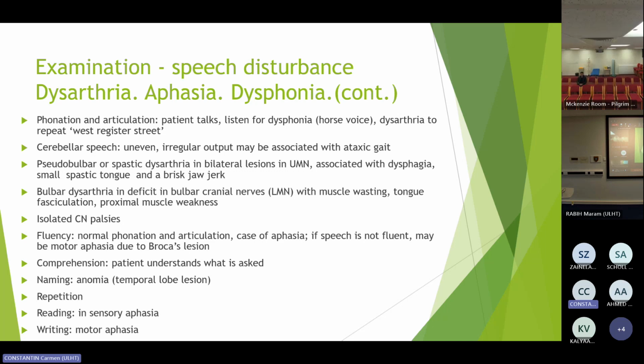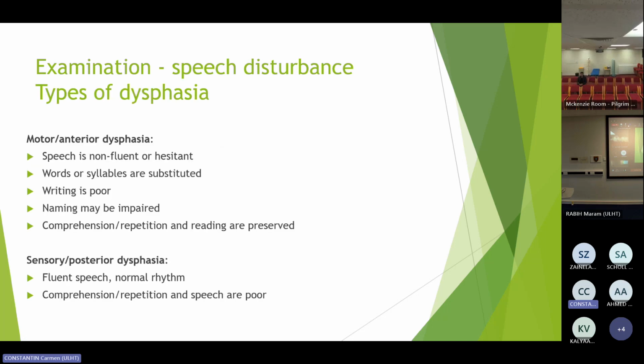Yes, we can have changes, especially in temporal lobe stroke. We can have naming difficulty, which is called anomia. We can have repetition of the speech, so the patient is repeating himself with the same answer, especially in Wernicke, so the patient replies yes to everything. And we can have sensory aphasia in reading and motor aphasia in writing. So, as I said earlier, we have the motor and the sensory dysphasia.